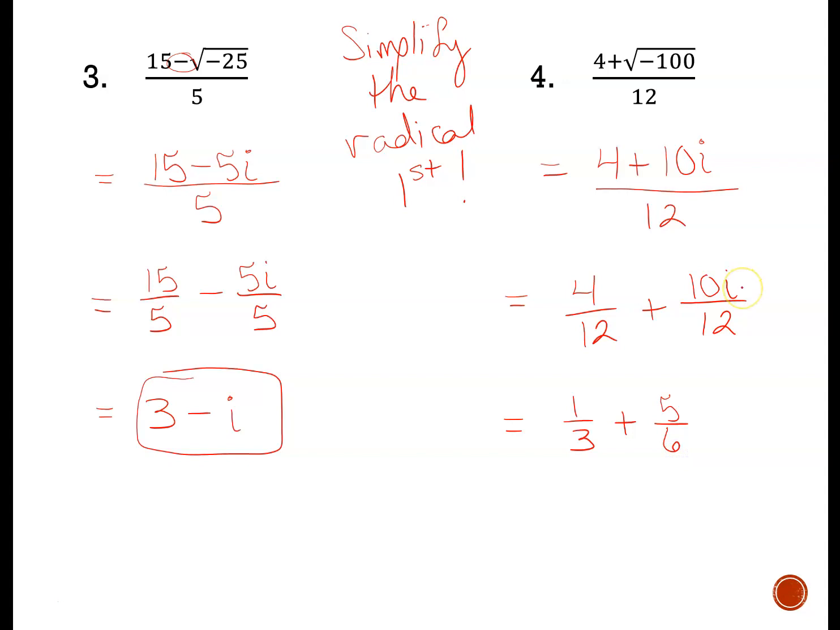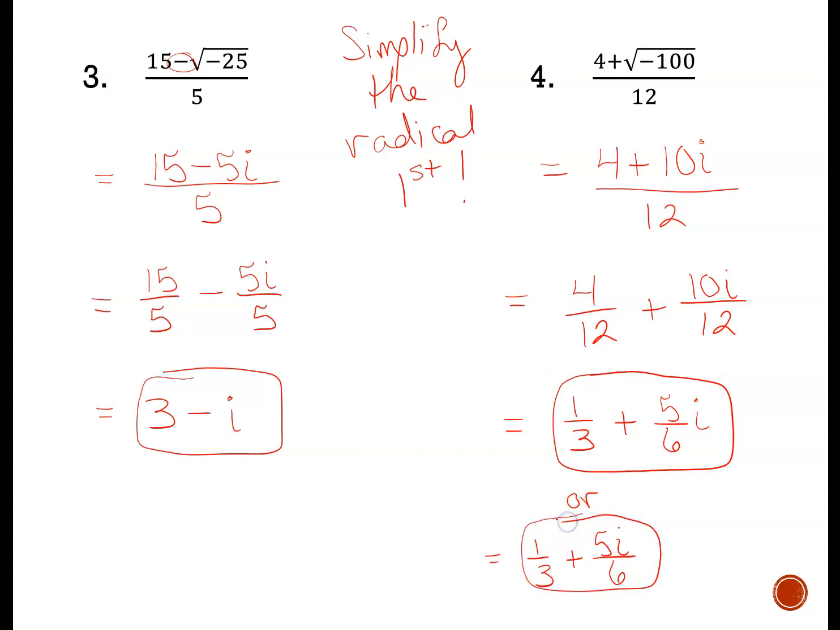And the I I am actually going to write to the side in the middle. So it's now in the form A plus BI. This would be considered standard form. However, if you left the I on top with the 5 and called it 5i over 6, I would still accept that. So you can put the I on the top or in the middle when you have a fraction. Just do not put it on the bottom.